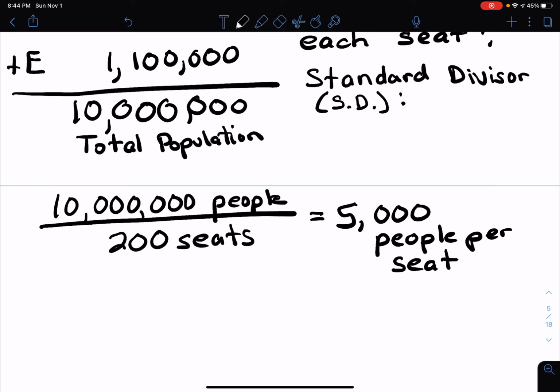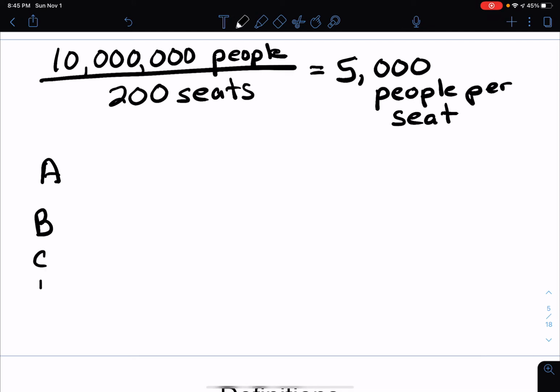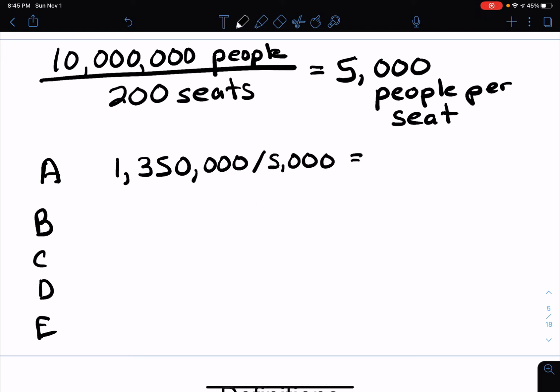So then we can go to each state and decide, based on how many people that state has, how many seats should they get? So we see how many groups of 5,000 people they've got. A, B, C, D, E again. All right, so if state A has 1,350,000 people, then we can divide that by the 5,000 to figure out how many seats they should get. So, 270.